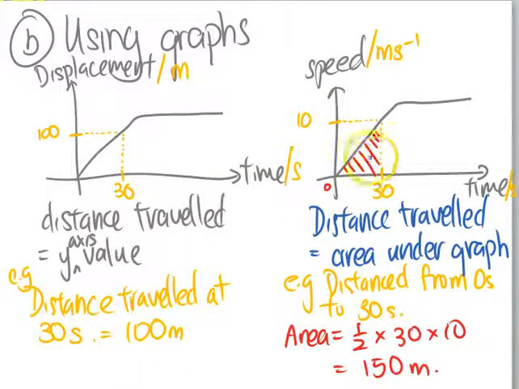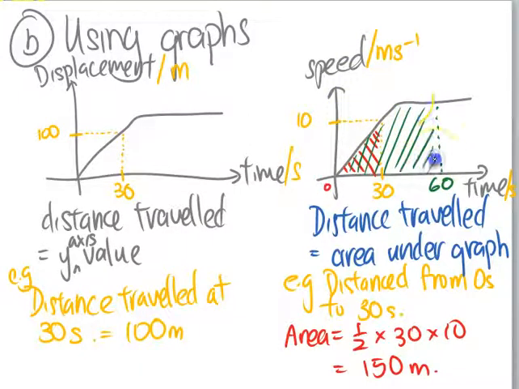Sometimes it may be a triangle, sometimes it may be a trapezium. An example of a trapezium can look like this, from maybe 0 to 60. You can see my area under the graph now looks like this, so this becomes a trapezium. You just need to calculate the area of the trapezium. Find the values here, maybe this one is 15. Then from there, you can once again calculate the distance traveled.